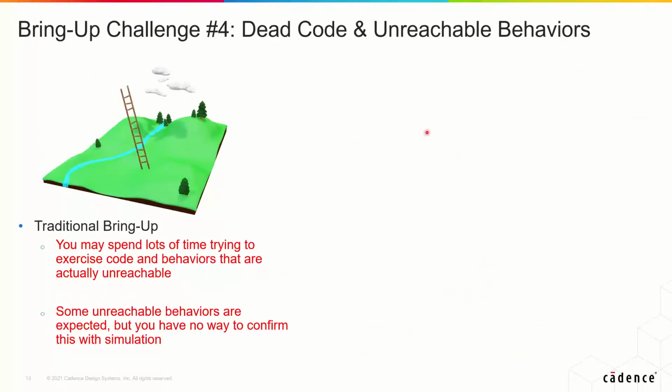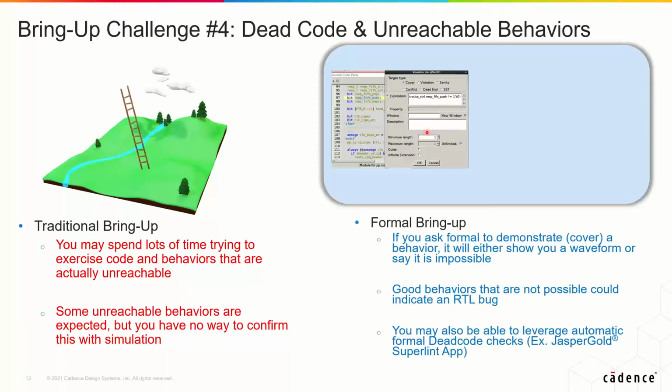A fourth challenge is unreachable code, and again, I will use Neo's presentation with the unreachables as an example. In traditional bring up, you might be trying to simulate behaviors which we will never really get because they are unreachable. And for the unreachable behaviors that you are expecting, usually there is no way to confirm that with simulation. Since formal is a mathematical tool, it approaches it by proving that the behavior is reachable or not.